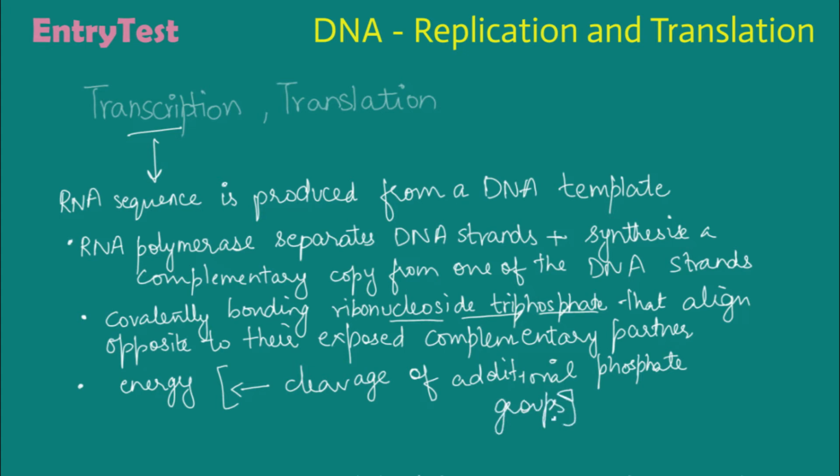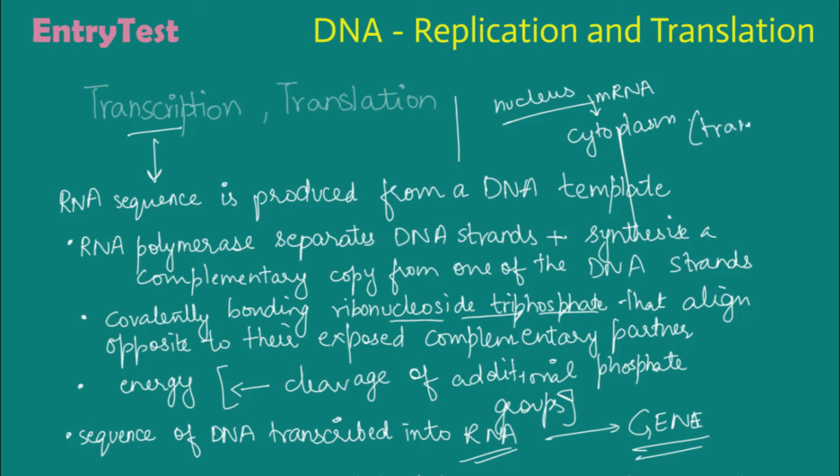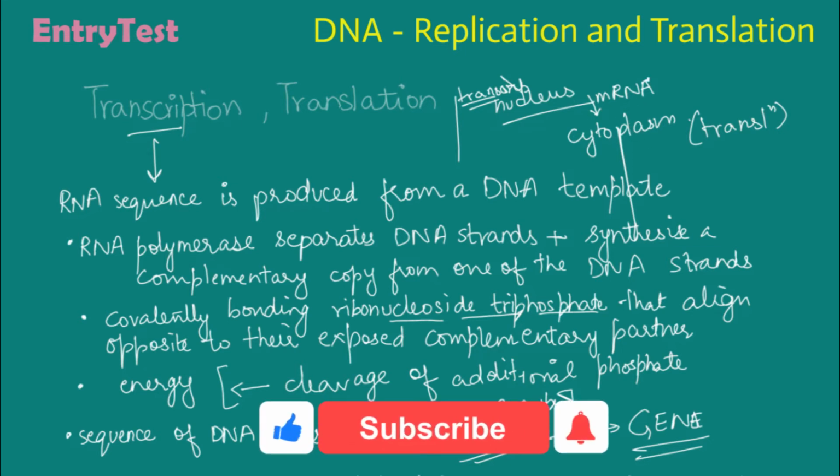So theoretically speaking, this is the process of DNA transcription. The sequence of DNA that is transcribed into an RNA is called a gene. Gene, as in genetics, the same gene. And transcription occurs in the nucleus. Once it is made, the messenger RNA moves from the nucleus into the cytoplasm. And this is where translation takes place. So transcription is in the nucleus, and the mRNA that is formed as a result of transcription moves into the cytoplasm for the translation process.